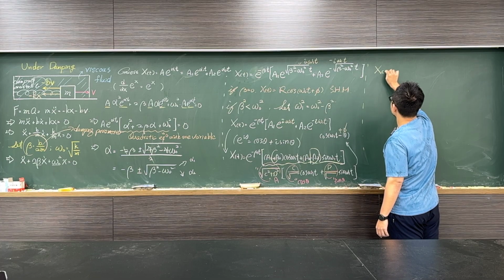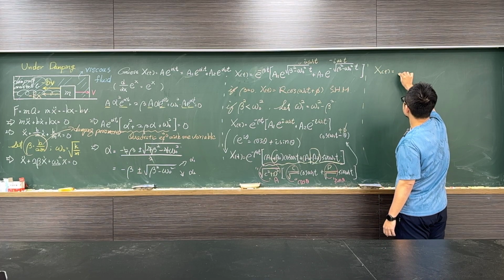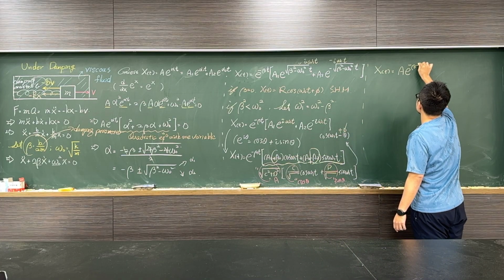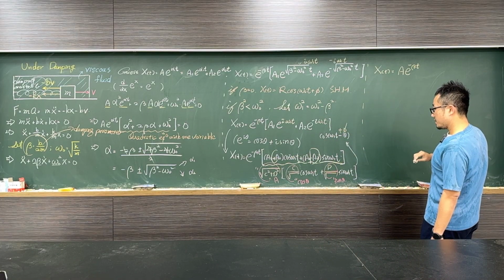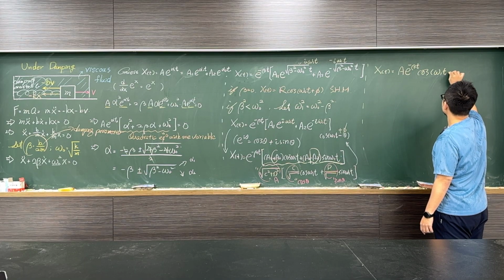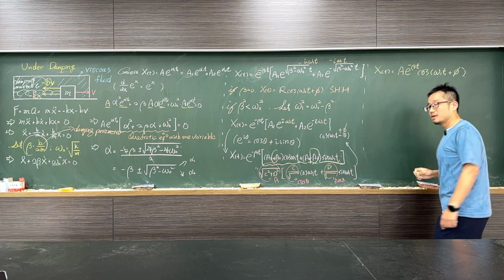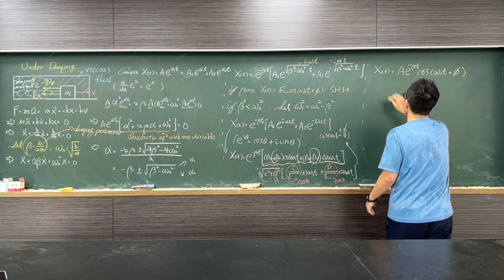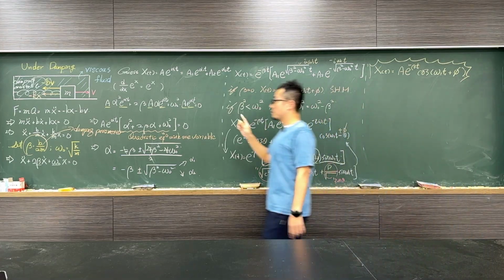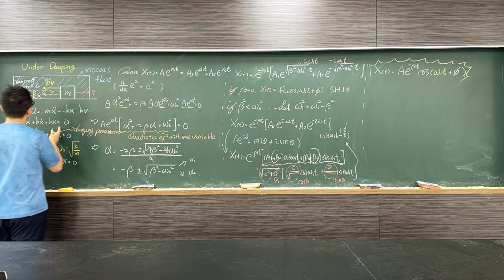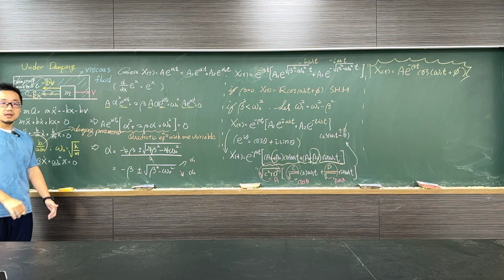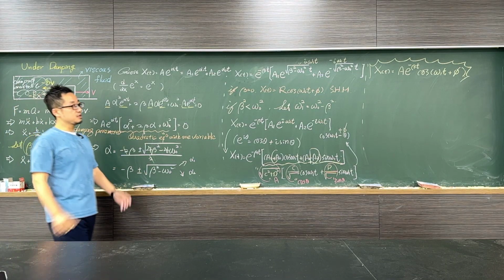So the final solution, the x as a function of time, can be written down as A times e to the minus beta t power times the cosine of omega 1 t plus phi. Finally. So this will be our final solution to this differential equation when your object is now oscillating inside a viscous fluid. This is the under-damping situation.